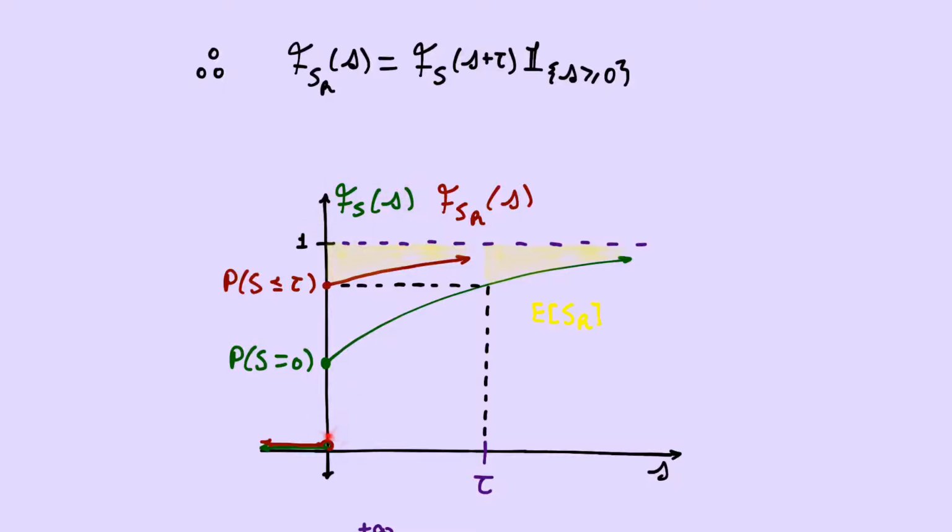That is something like this. It is in the negative values equal to 0. Then exactly at 0, it gets a jump. The height of that jump is the probability for that random variable to be equal to 0. That is the probability that the insurance company will have to pay nothing.